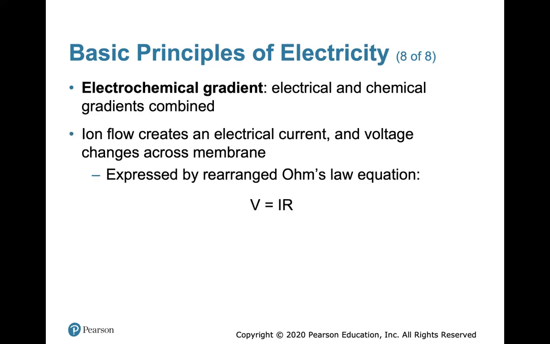The electrochemical gradient is what we call the electrical and chemical gradients combined, and the ion flow creates an electrical current and the voltage changes across the membrane. And this is expressed by a rearrangement of Ohm's law, where the voltage is equal to current over resistance.